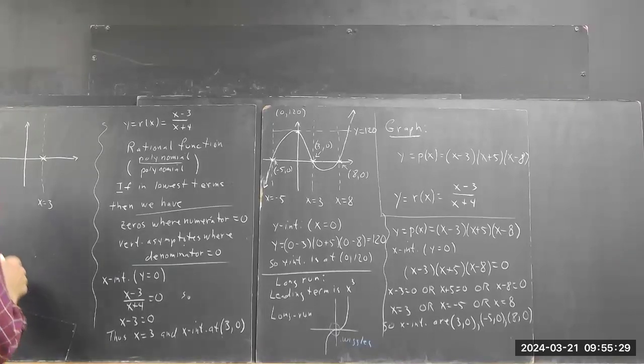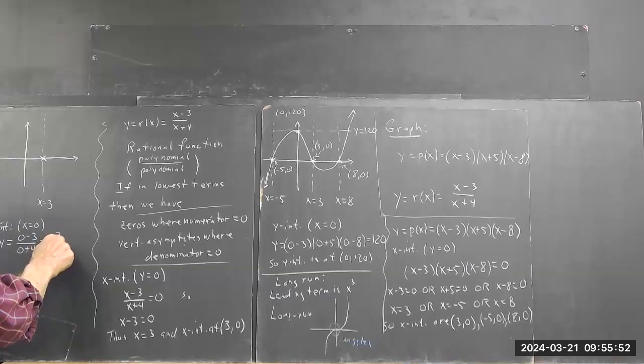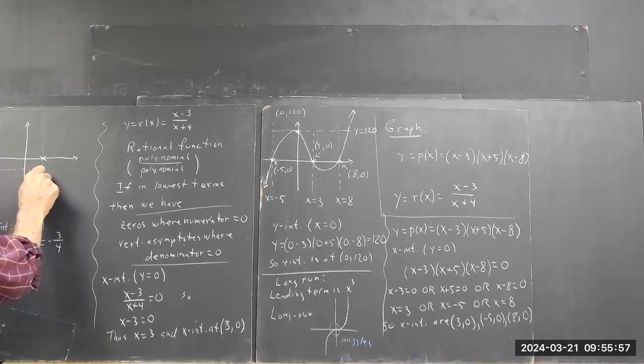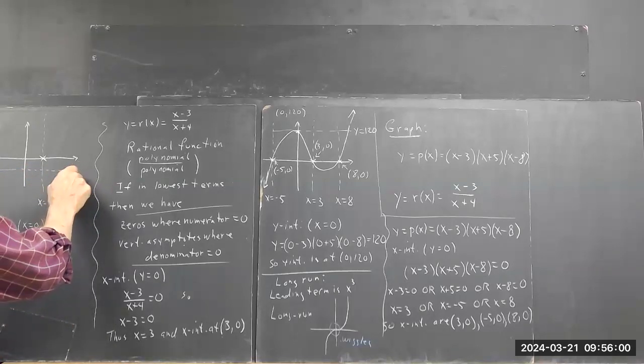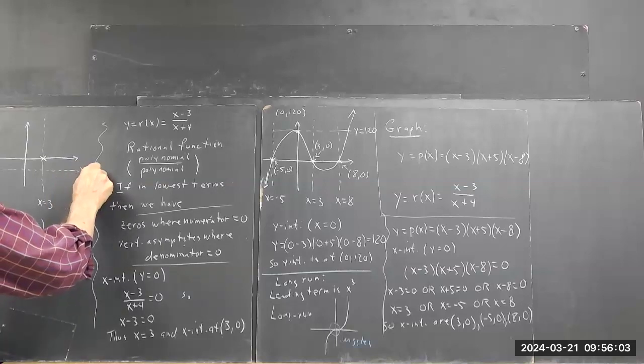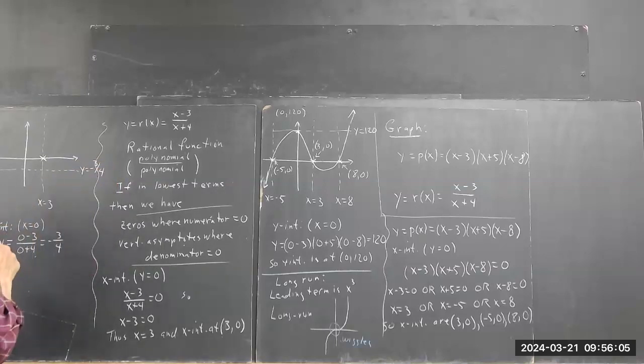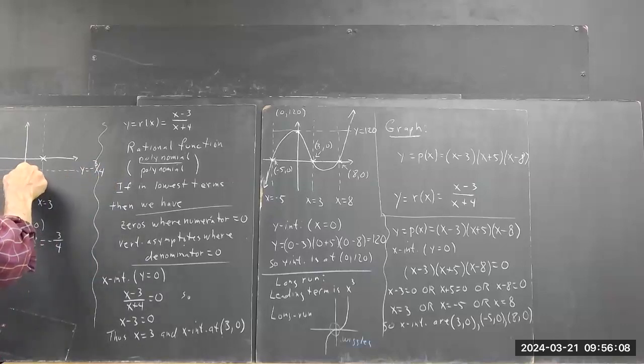And the y-intercept occurs when x equals 0. We get y equals (0 minus 3) over (0 plus 4), which is negative 3/4. So we can sketch a line below the x-axis and call that y equals negative 3/4. And here's our y-intercept.